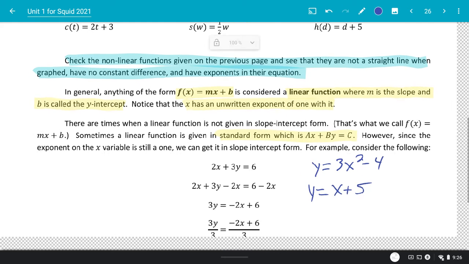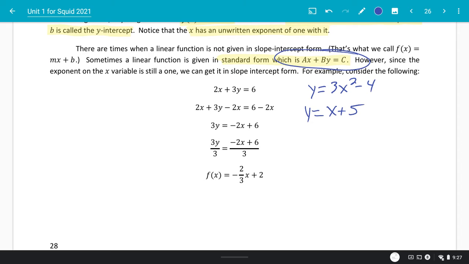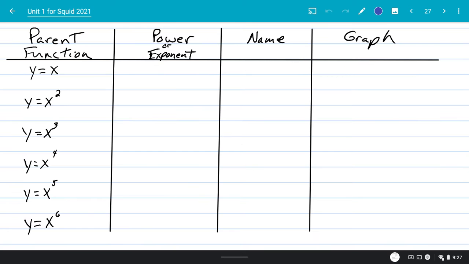Now, there are other forms that you can get of linear functions, like standard form, ax plus by equals c. We're not going to spend any time on that right now. Now, you're going to need to write all of this down. This isn't in your reading anywhere.